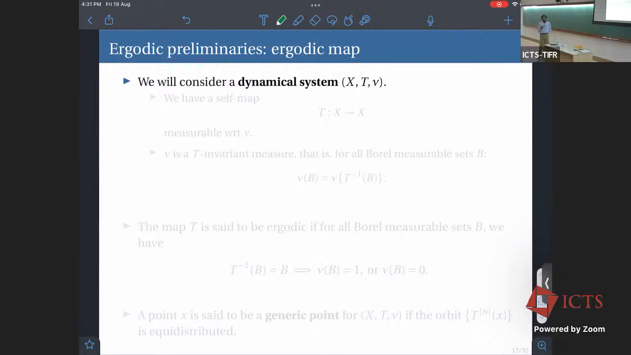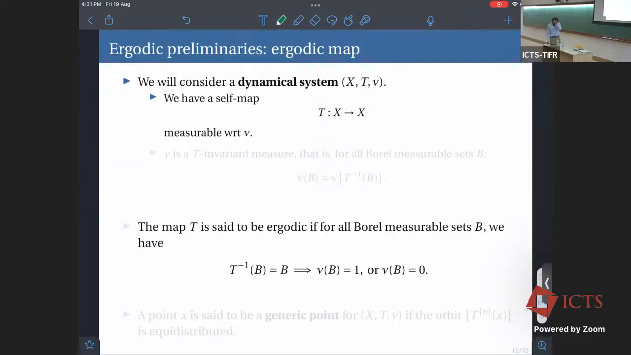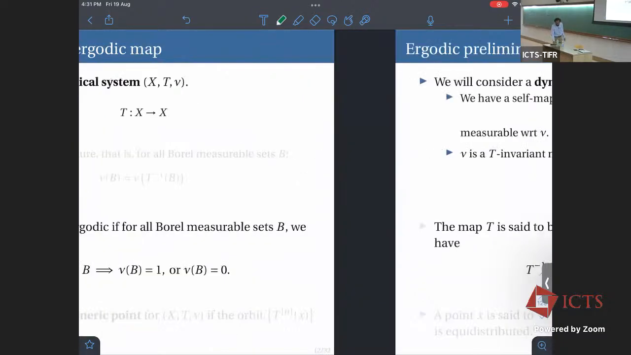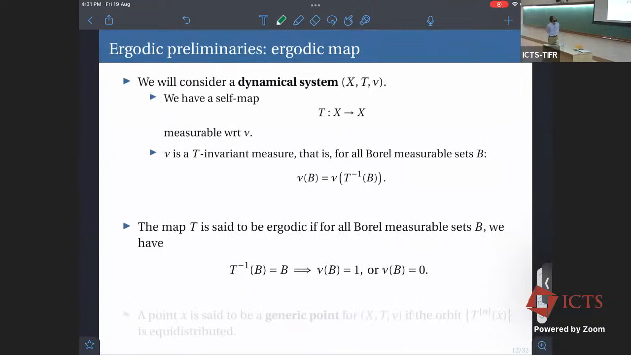But the idea of Furstenberg, trying to prove equidistribution results using ergodic theory, so you have a dynamical system, the space X, a map T, and a measure nu. So the map is a self map from X to X, and it's measurable with respect to nu. If you have a dynamical system, what it means is that the measure nu is invariant for this self map T. So what that means is that the measure of every Borel set is also the measure of the inverse image of the Borel set.